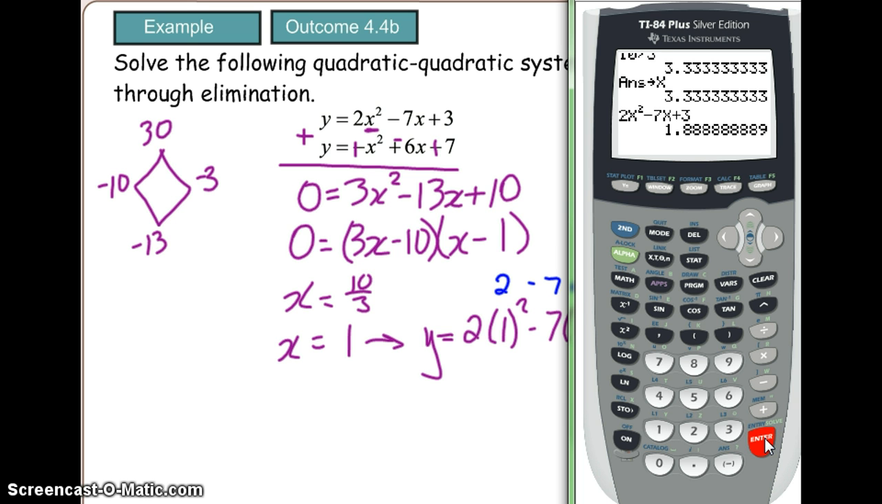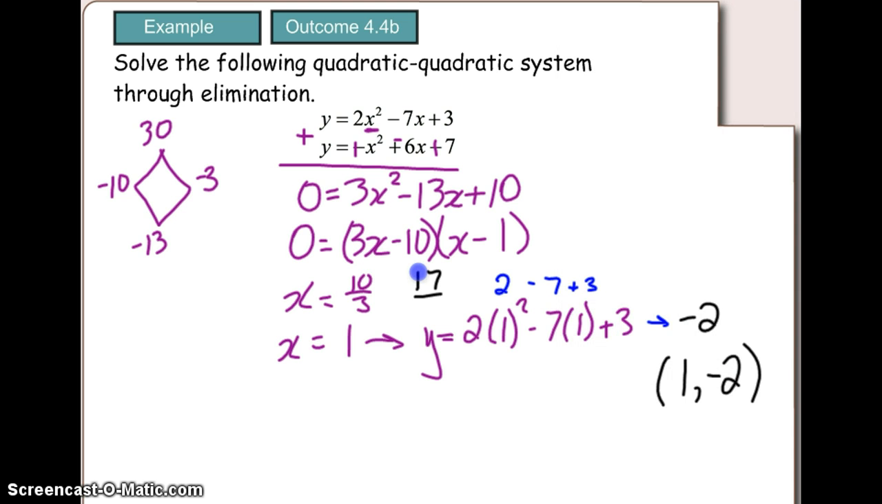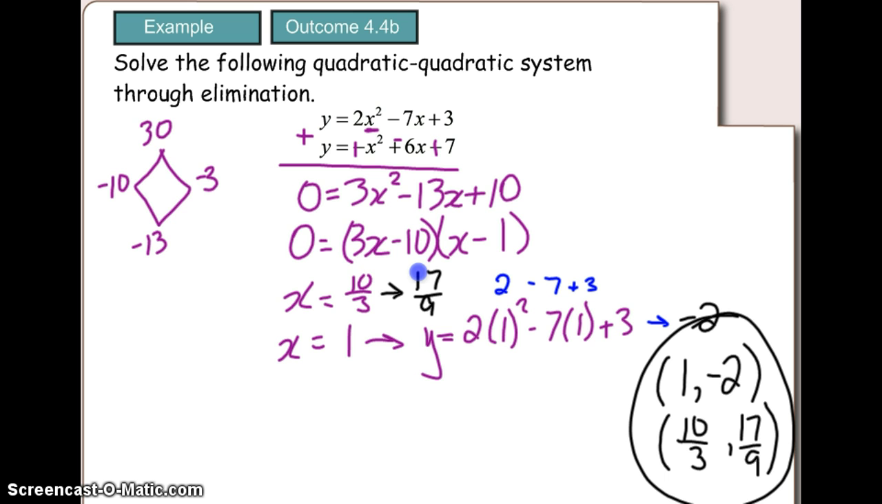I'm left with a repeating decimal. You know a repeating decimal is a fraction. So if I math frac it, I'm going to get a nice fraction of 17/9. So when x is equal to 10/3, then y is equal to 17/9. Thus giving me my second ordered pair and my second solution. So those two quadratics, they intersect in two spots.